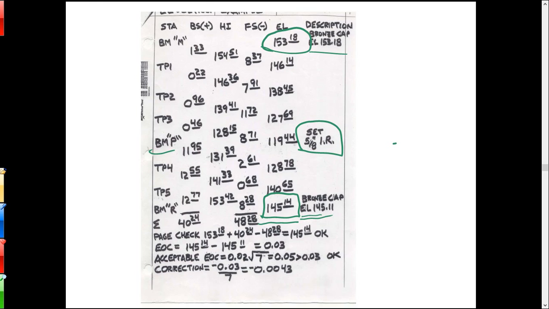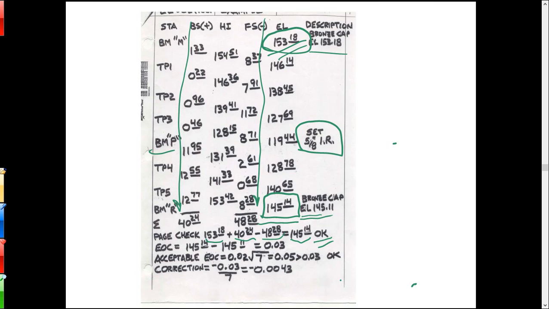All right. Step number one is I'm going to make sure I didn't bust any math here. I didn't make a mathematical error, so I'm going to add up all the back sights and I'm going to add up all the fore sights. Okay, I'm going to do a page check then. I'm going to take what I started with, 150.318. I'm going to add the sum of the back sights, that's 40.24. I'm going to take away the sum of the fore sights, it's 48.28. I'm going to come up with 145.14. That's okay. So I didn't make an arithmetic error. I'm good. I can hit my calculator buttons pretty well, apparently.